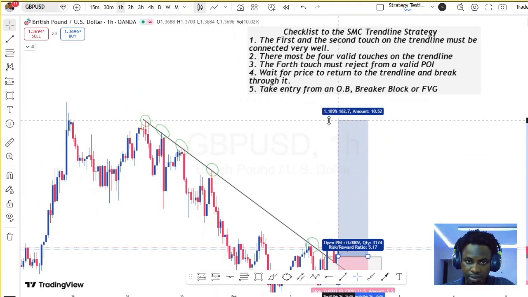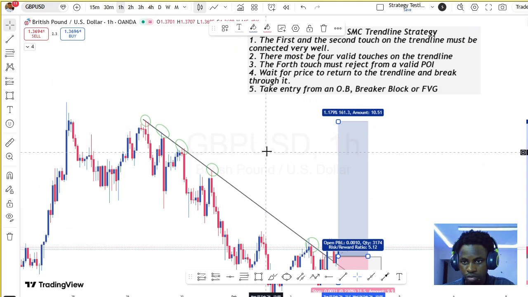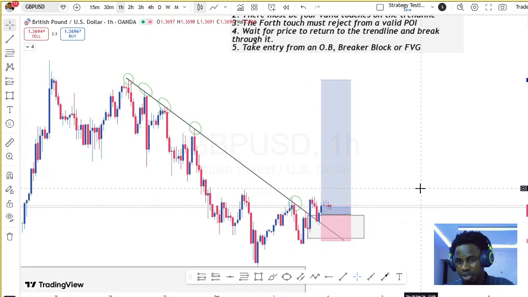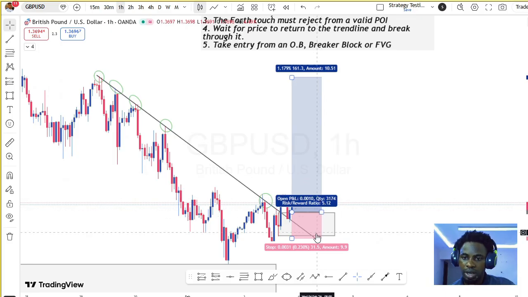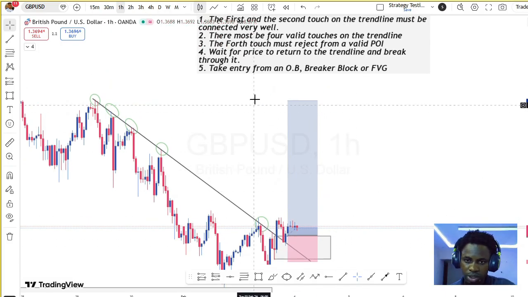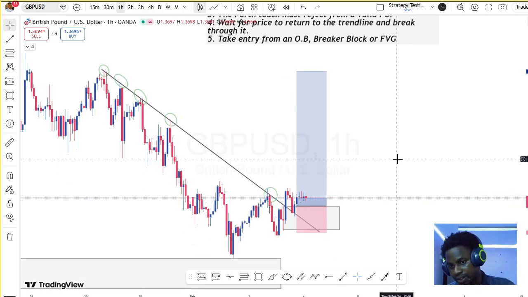And this is my final TP here, which is the first touch of the trend line, and here we have a risk reward of 1 to 5. This wasn't a very massive risk reward ratio because our stop loss is kind of big here. We have about 31 pips for this stop loss, and we are going for 161 pips. So that's a risk reward of 1 to 5.12 on this trade, but it is a very, very valid trade.